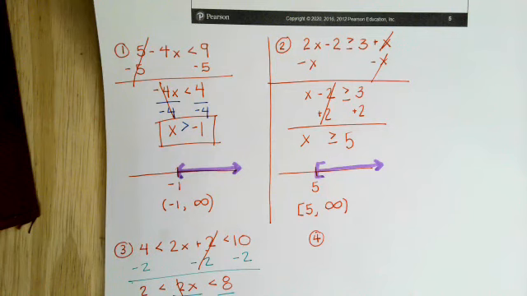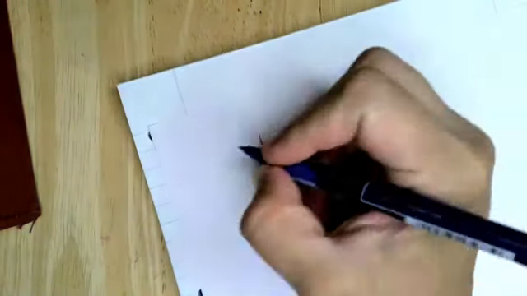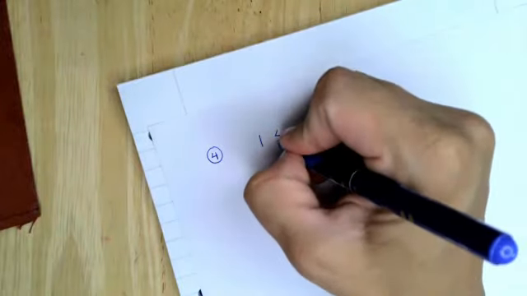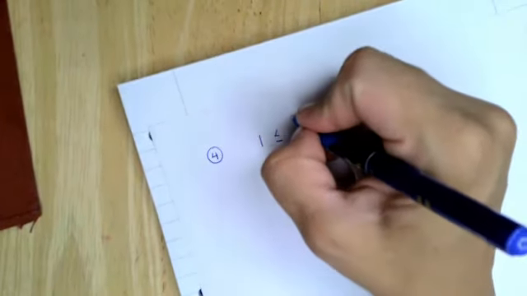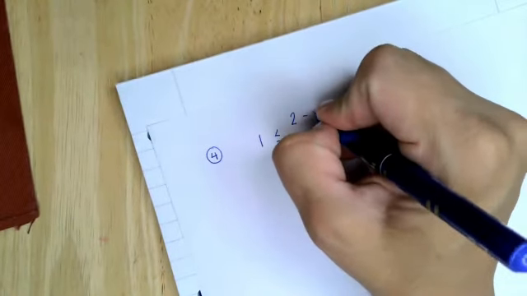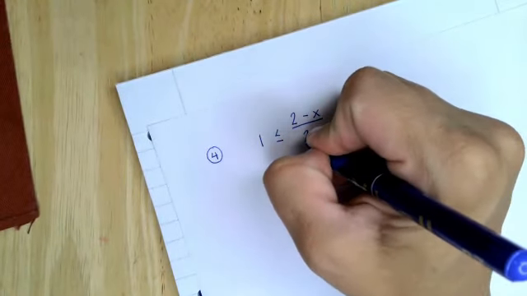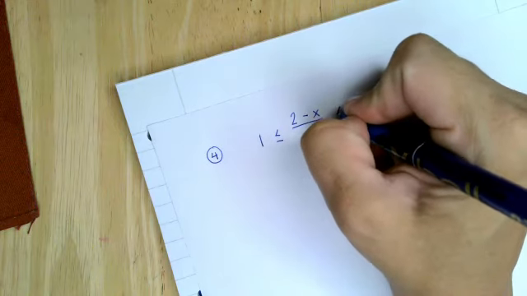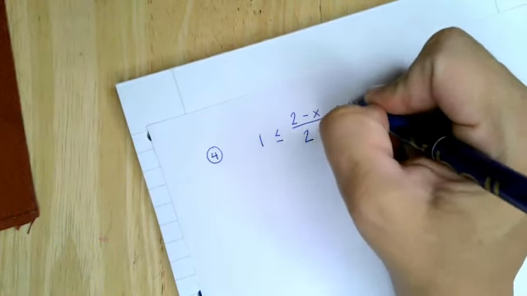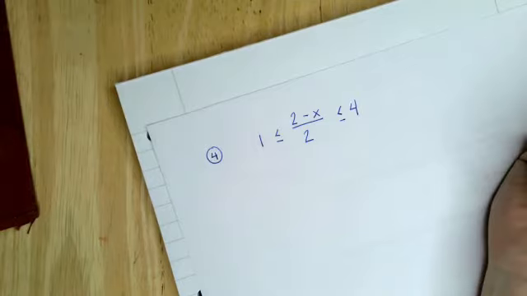All right. I had to pause the video, but I'm back. And I think I'm going to do number 4 on the back. So number 4 is 1 is less than or equal to 2 minus x over 2, which is less than or equal to 4, right?